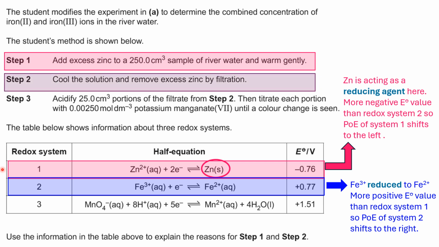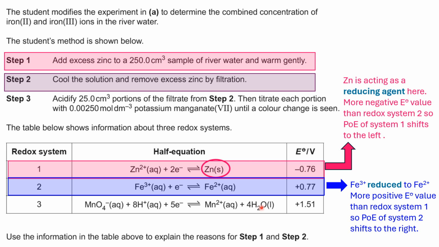And then finally, we need to think about step 2, where it doesn't make any particular mention of delta H or any enthalpy considerations, but it does say cool the solution and remove the excess zinc by filtration. There's a more subtle thing to spot here. Step 3, which you're not explicitly directed towards, says acidify 25 centimeter cube portions of the filtrate from step 2, then titrate each portion with 0.0025 moles per decimeter cubed potassium manganate(VII). The implication is you're using the potassium manganate(VII) to oxidize iron 2 to iron 3, so you want these two half equations working in conjunction with each other.